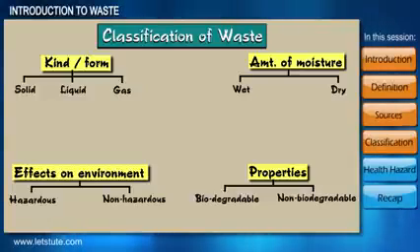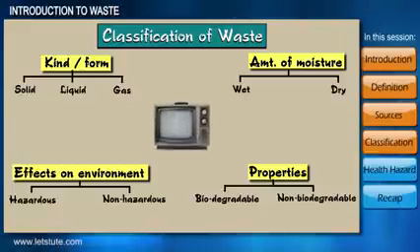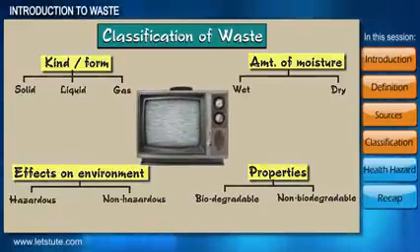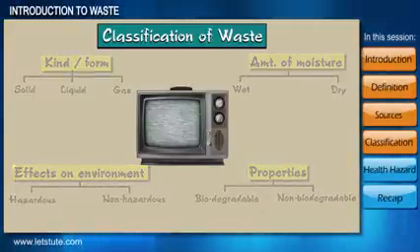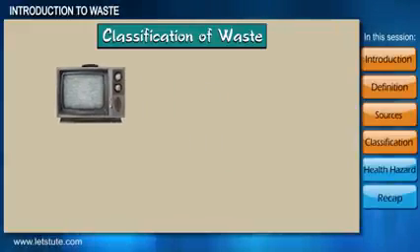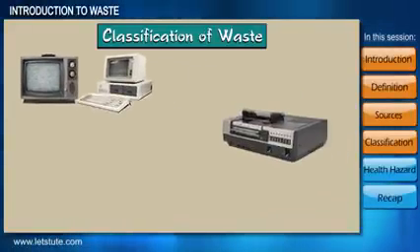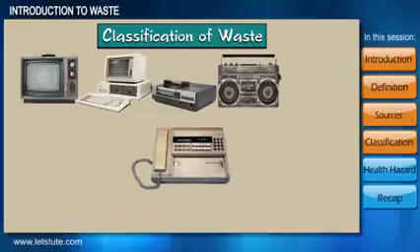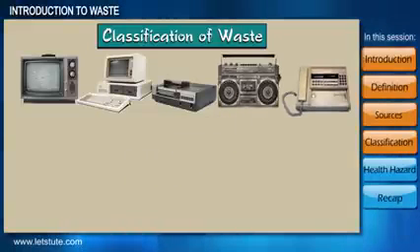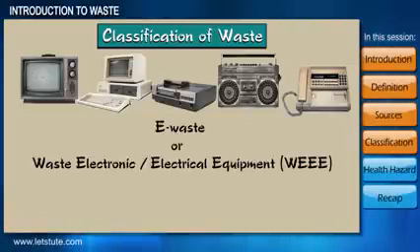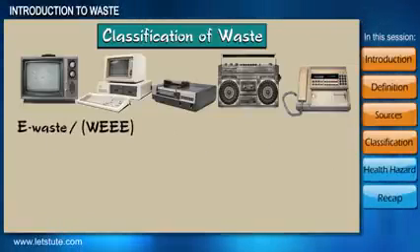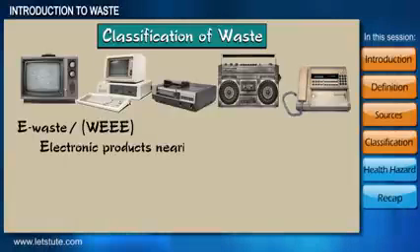But wait a second. In which category of waste will this old television set fall under? Old television sets and similar products like computers, VCRs, stereos, fax machines, etc. fall under a special category of waste called e-waste, or waste electronic or electrical equipment. It is the name given for electronic products nearing the end of their useful lives.